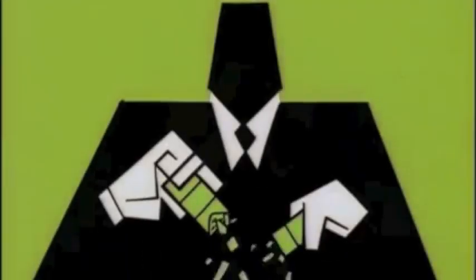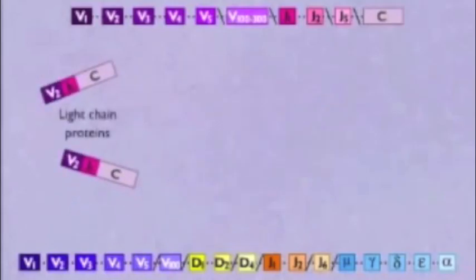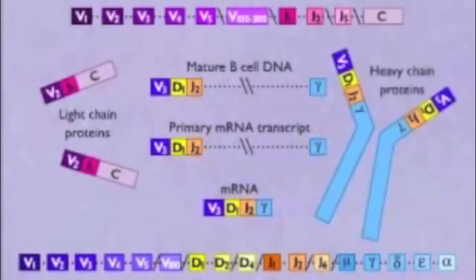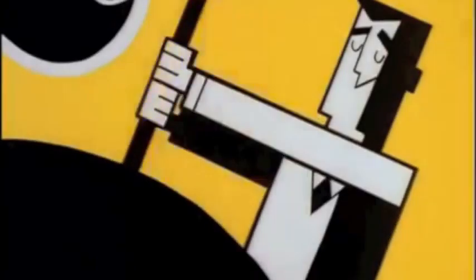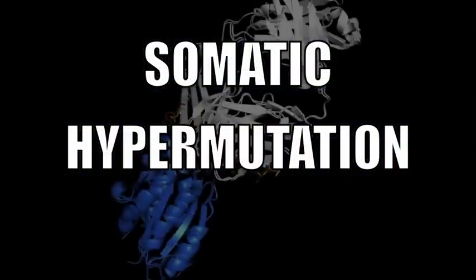Antibody variation is first produced via VDJ recombination. B cells choose a combination of V, D, and J gene segments to produce heavy and light chains. One V and J segment together with a constant domain gene form a light chain, whilst one V, D, and J segment together with a constant domain gene form a heavy chain. In humans, VDJ recombination can generate 10 to the 6th to 10 to the 7th antibody variants. But upon further exposure to antigen, antibody affinity can increase via somatic hypermutation.